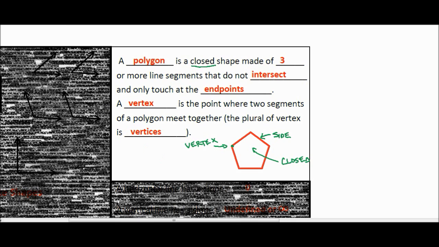Okay, that's all the definitions we need to help us throughout this course regarding polygons.